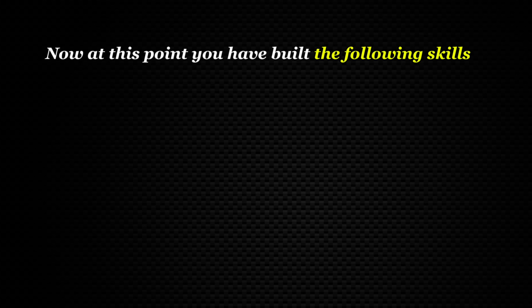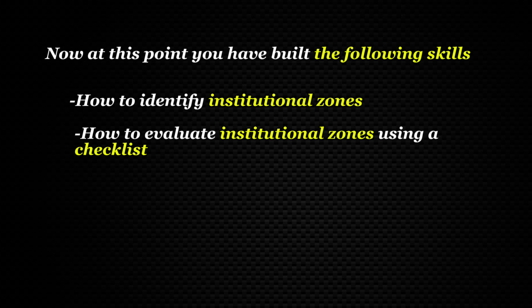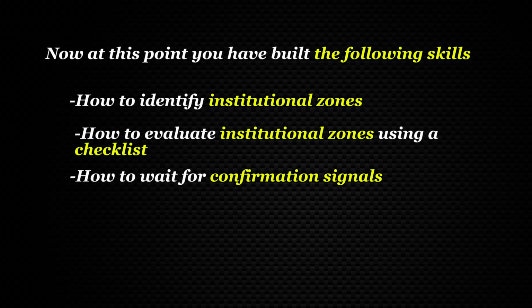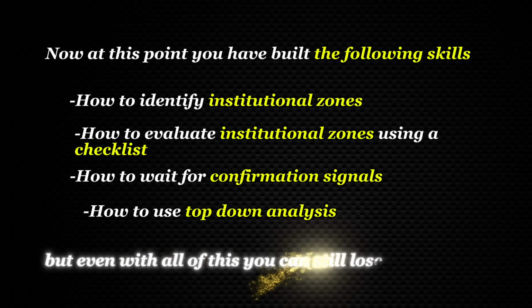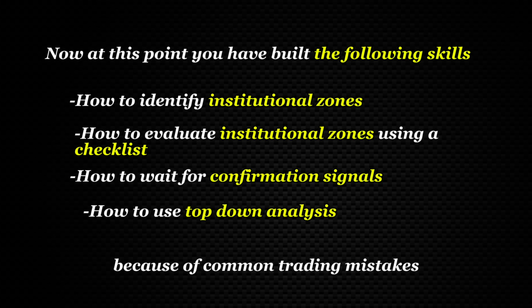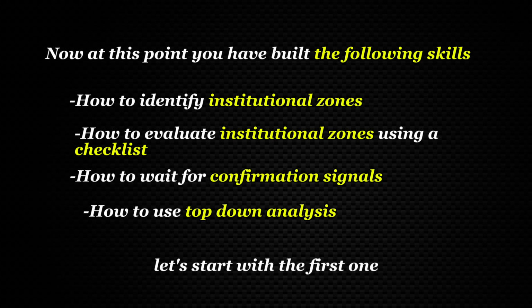Now, at this point, you have built the following skills: how to identify institutional zones, how to evaluate institutional zones using a checklist, how to wait for confirmation signals, and how to use top-down analysis to trade with the trend. But even with all of this, you can still lose money. Why? Because of common trading mistakes. And in this section, I will show you 3 critical mistakes that can completely destroy your account if you don't understand them. Let's start with the first one: falling into the market trap.